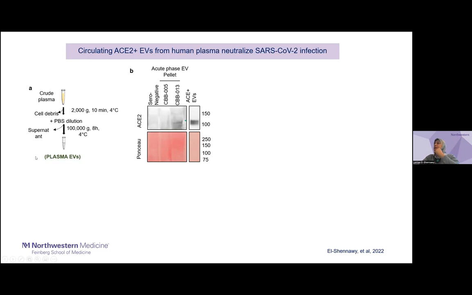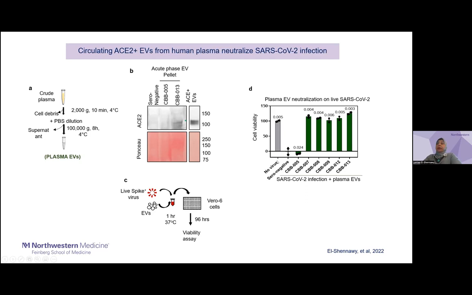So with these isolated vesicles from the plasma of the patients, we did the same assay that I mentioned before, where we incubated the live spike virus with the vesicles and then added them to ACE2 expressing cells and looked at the viability of the cells. You can see here that ACE2 positive expressing vesicles enhanced cell viability as an indication of inhibition of infection with the virus.